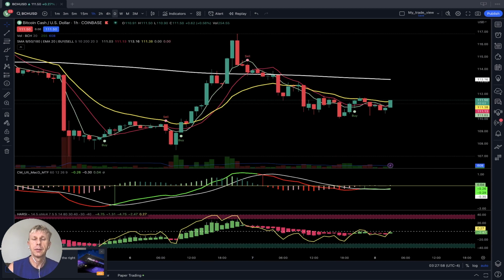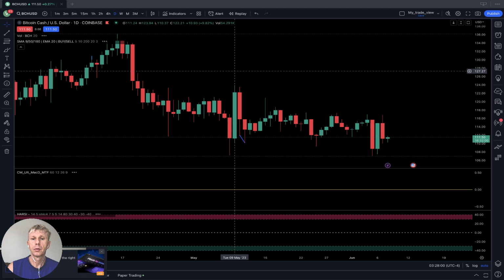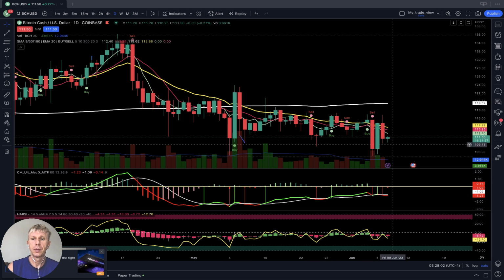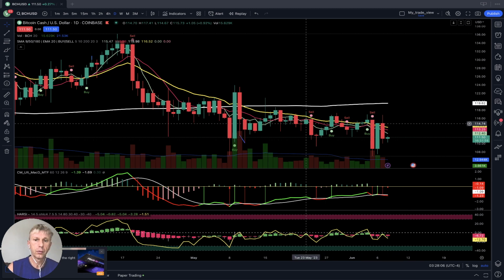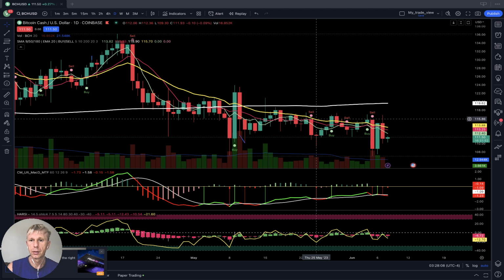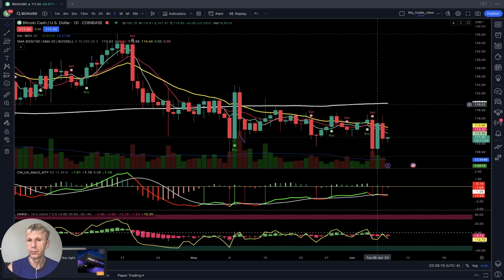Bitcoin Cash daily. Bitcoin Cash daily, it is weak, right? It is weak because all moving averages 5, 10, and 20 are below the 200 line. 200 is kind of a zero line for us. Above 200 is a bullish territory. Below 200 it's a bearish territory.